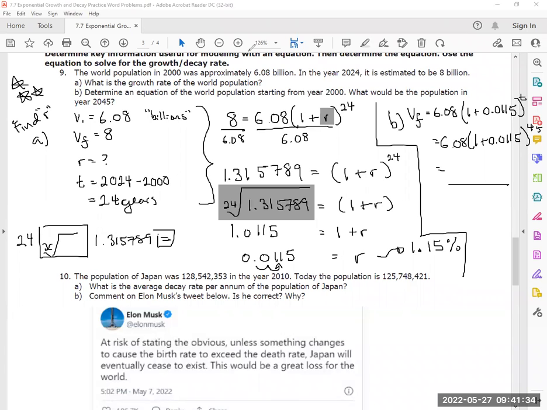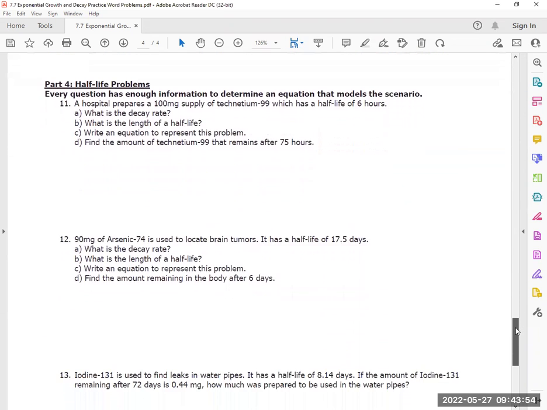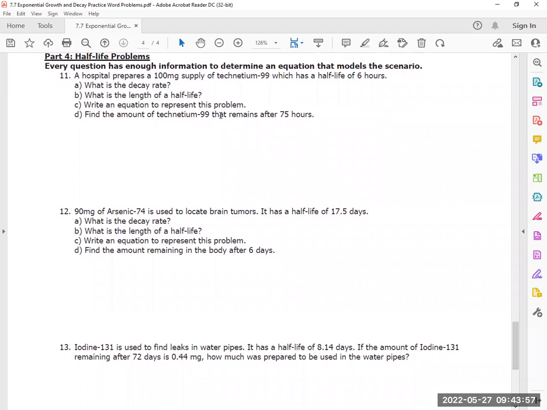Now, I'll wait for people. I'll give you another minute or so. Let's do this. All right, so that was a minute or so. I'm going to clear this. My final example for today, you have to take a look at half-life.